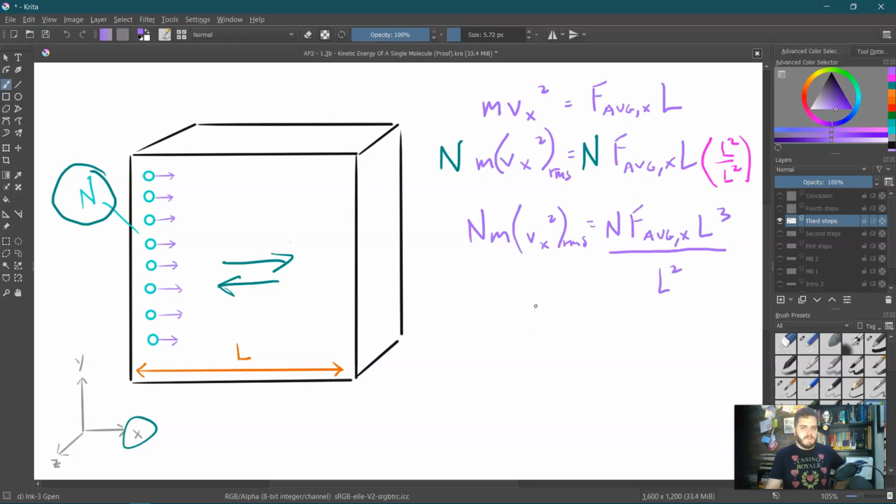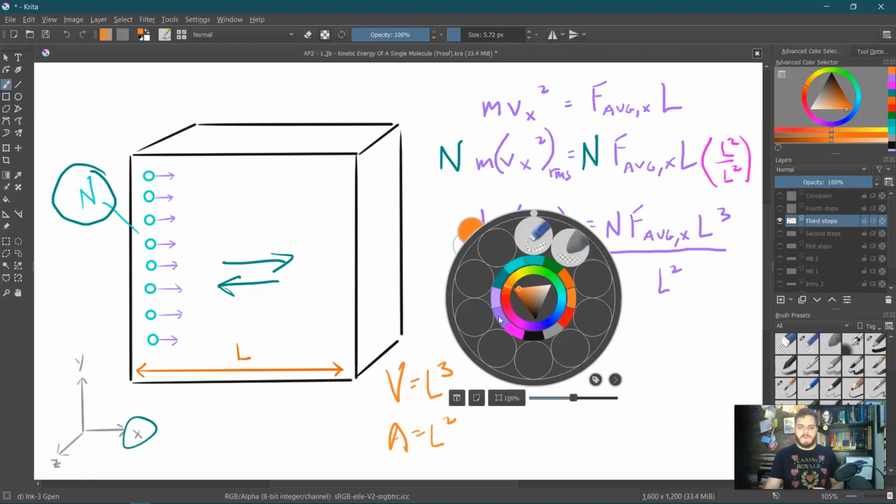Okay, why did we bother doing that? Well, first off, remember that L is the length of the side of the cube in each dimension. So L cubed is simply the volume of the cube. Additionally, let's look at this. I have the average force between the wall and the particle, divided by L squared. L squared would be the area of a single side of the cube. And that force divided by that area would be the pressure of a single particle of the gas. But multiplied by N, it would be for all the particles of the gas.